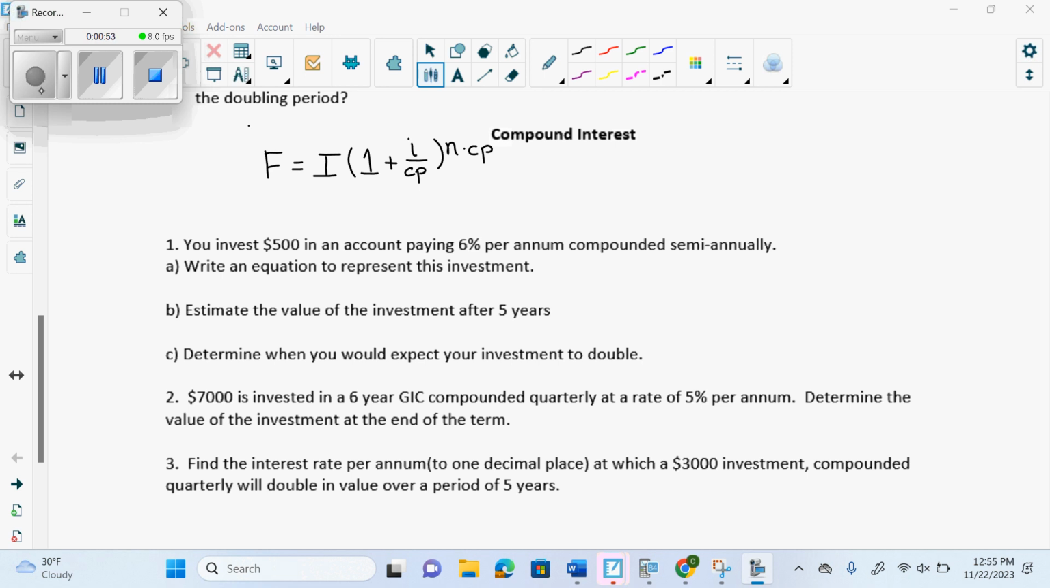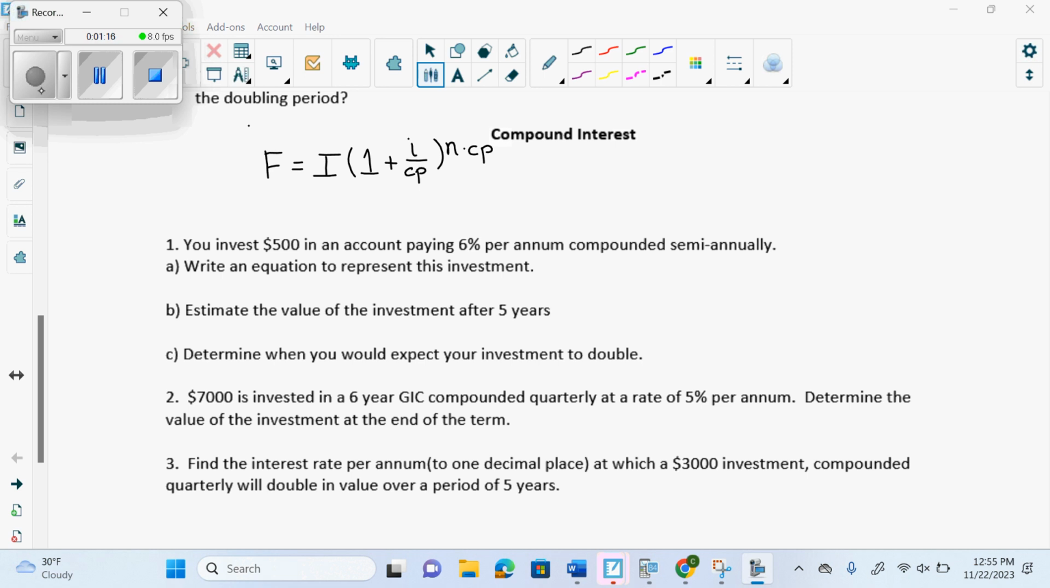So if it compounds semi-annually, that's twice a year. So if I had maybe 12%, but it compounded semi-annually, which is twice a year, how much would my interest rate be per period? 6%, because I would just take 12 divided by 2. Do you agree? So we take the interest rate and divide it by the compounding periods because it's how much interest I would get per compounding period.